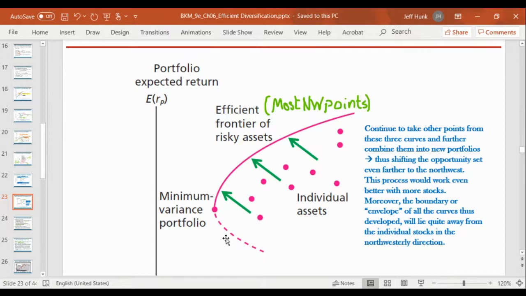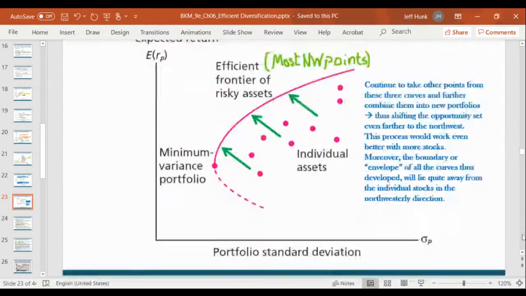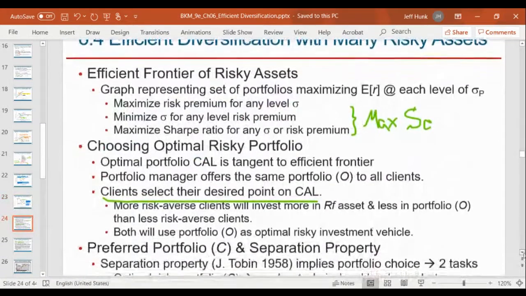Moreover, the boundary or envelope of all the curves thus developed will lie quite away from the individual stocks in the northwesterly direction. And this envelope, this boundary frontier, is called the efficient frontier of risky assets. Efficient, because nothing can do better, right? Nothing can give you higher returns for the given standard deviations, right? So that's the most efficient, right?